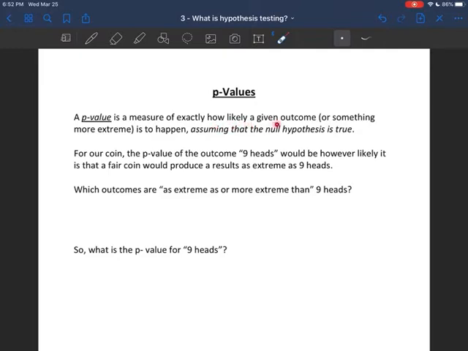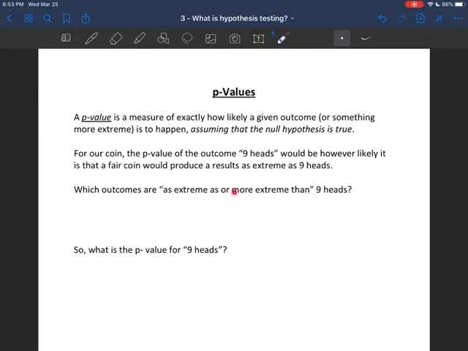The p-value of an experiment is how likely is the given outcome or something more extreme to happen, assuming that the null hypothesis is true. So if I had a fair coin, how likely would it be that I got 7 heads or something more extreme than that? So let's change the situation a little bit. Let's just say, okay, for our coin, what the p-value of getting 9 heads would be, however likely it is that a fair coin would produce a result as extreme as 9 heads.